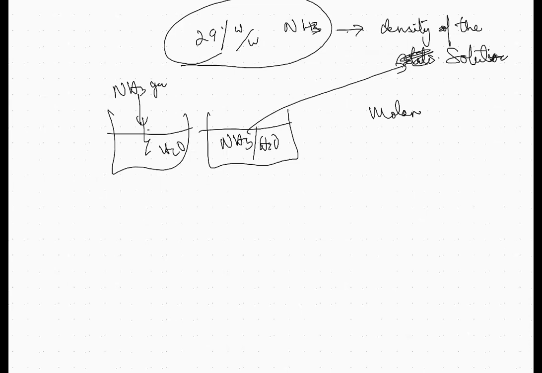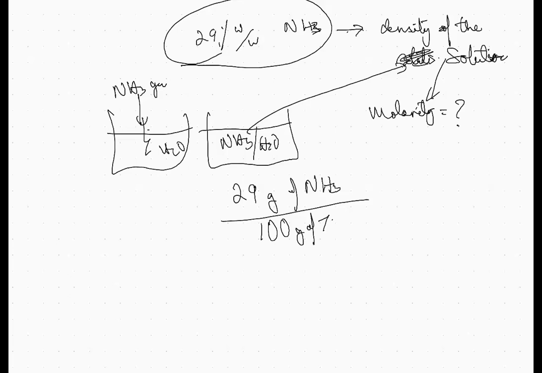So let us take it apart with our knowledge. When I say 29%, that means 29 grams of ammonia in 100 grams of total mass, right? That's what 29% weight to weight means. So let us find the 29 grams here, because they're asking molarity. Molarity is defined by the number of moles in 1 liter of the whole solution, right? If it was molality, then it's a different situation.